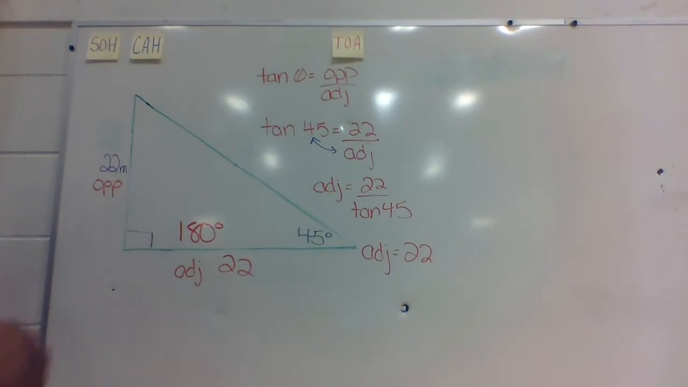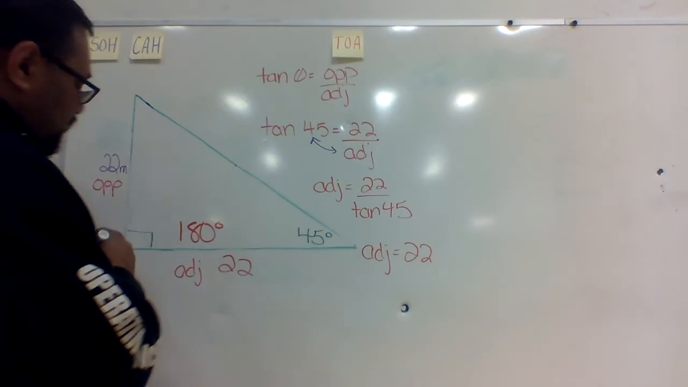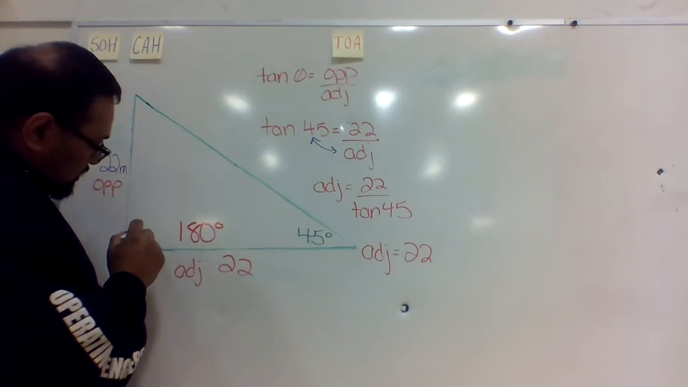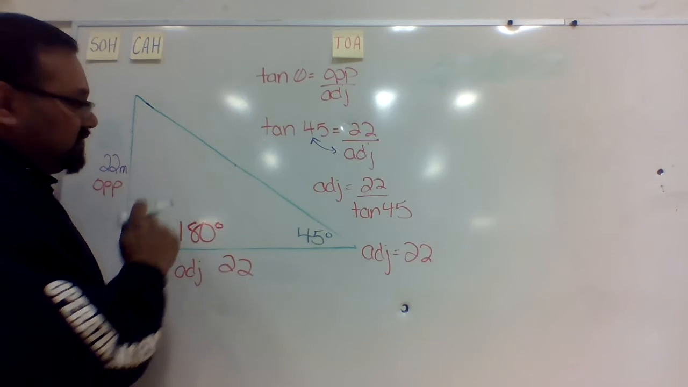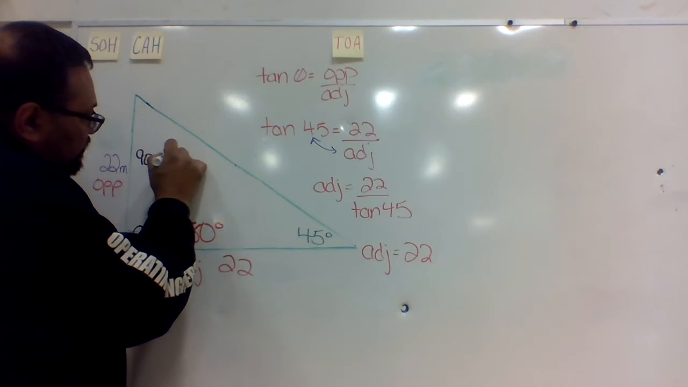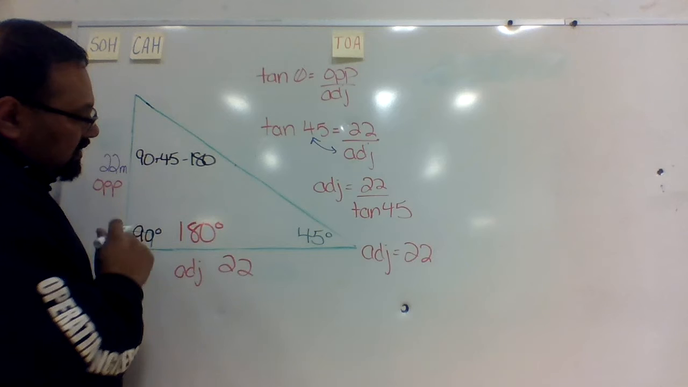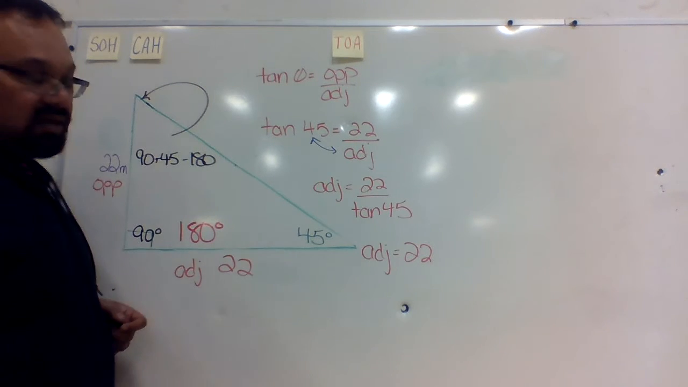Well, luckily we know two of the angles. We know this one over here on the corner. Okay, this is 90 degrees, always is. This one we were given was 45. So if we go 90 plus 45 minus 180, we will get this final angle.